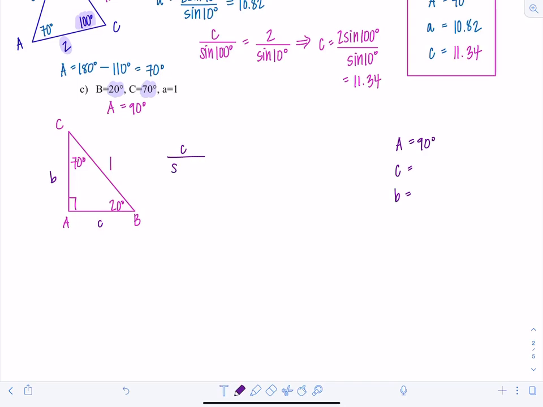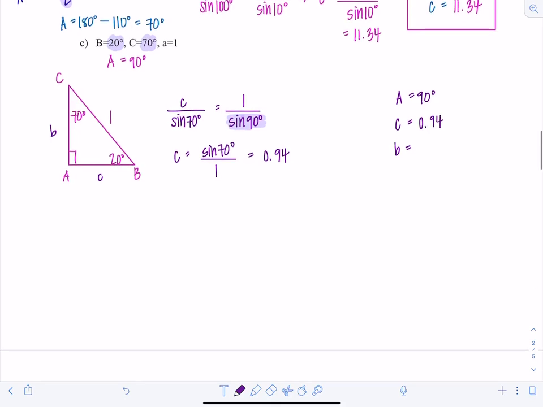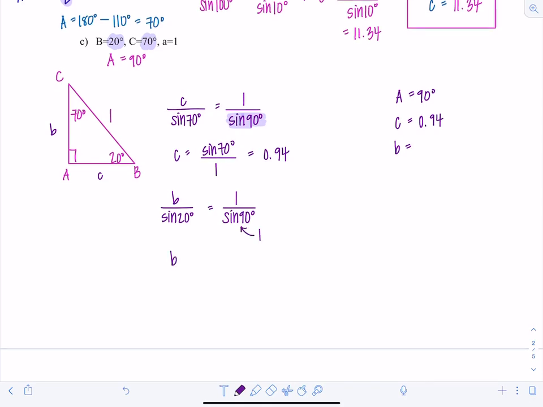So C over sine of 70 is equal to 1 over sine of 90. And that means C is equal to sine of 70 over, well, what's sine of 90? Sine of 90 degrees, that's the same as sine of pi over 2, that's 1. So this is just equal to sine of 70, which is 0.94. So C is 0.94. And then what about B? Well, B over sine of 20 is equal to, again, 1 over sine of 90. And that's equal to 1. So that means B equals sine 20, which is 0.34.